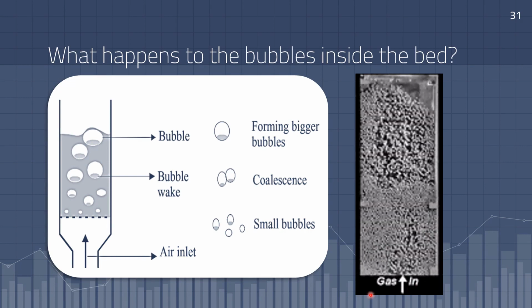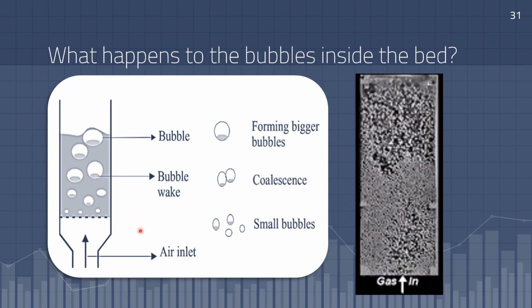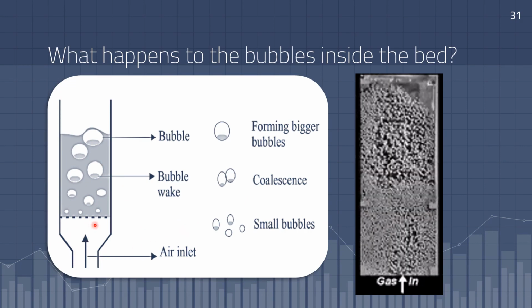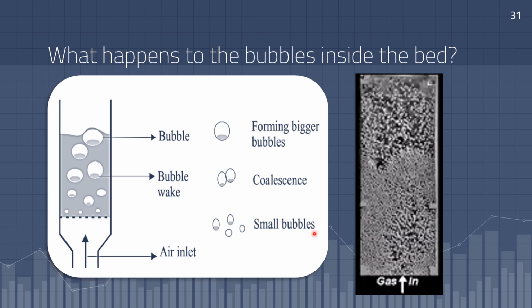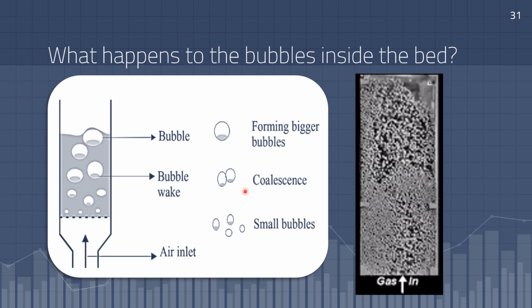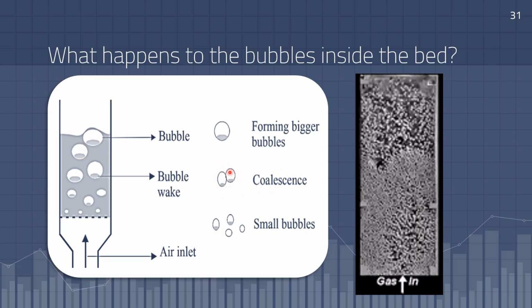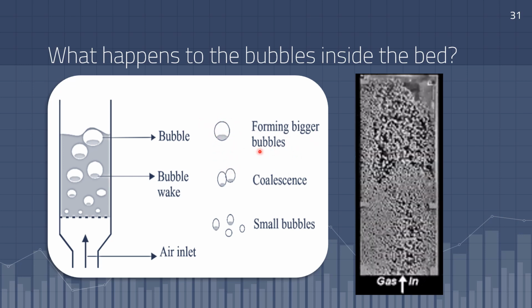How do these bubbles behave inside the bed? Gas is distributed from the bottom using a distributor. Near the distributor, the size of the bubbles is smaller compared to the bubbles formed above. This is due to the coalescence of the bubbles, where smaller bubbles tend to merge with other bubbles as they rise through the bed and form a larger bubble.